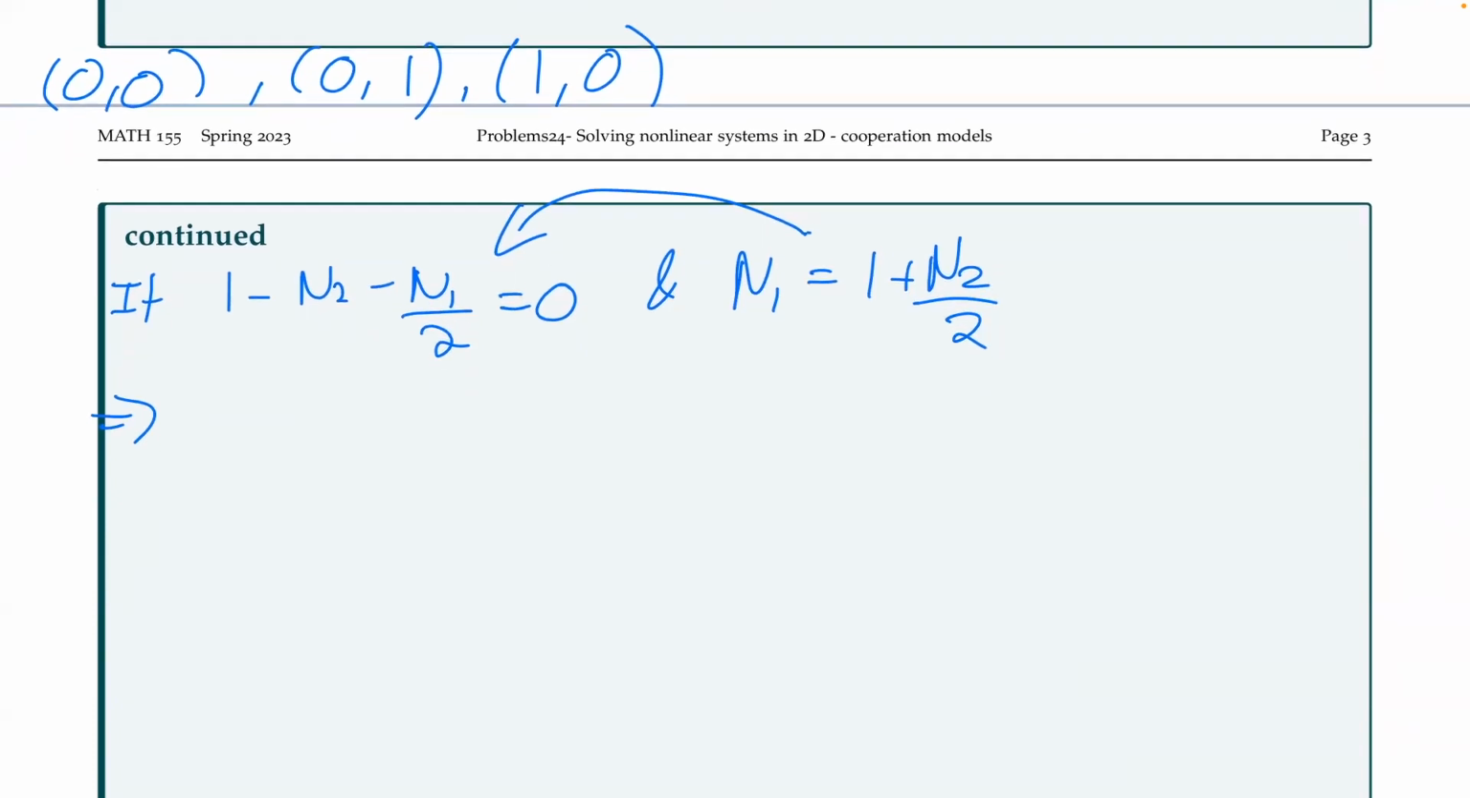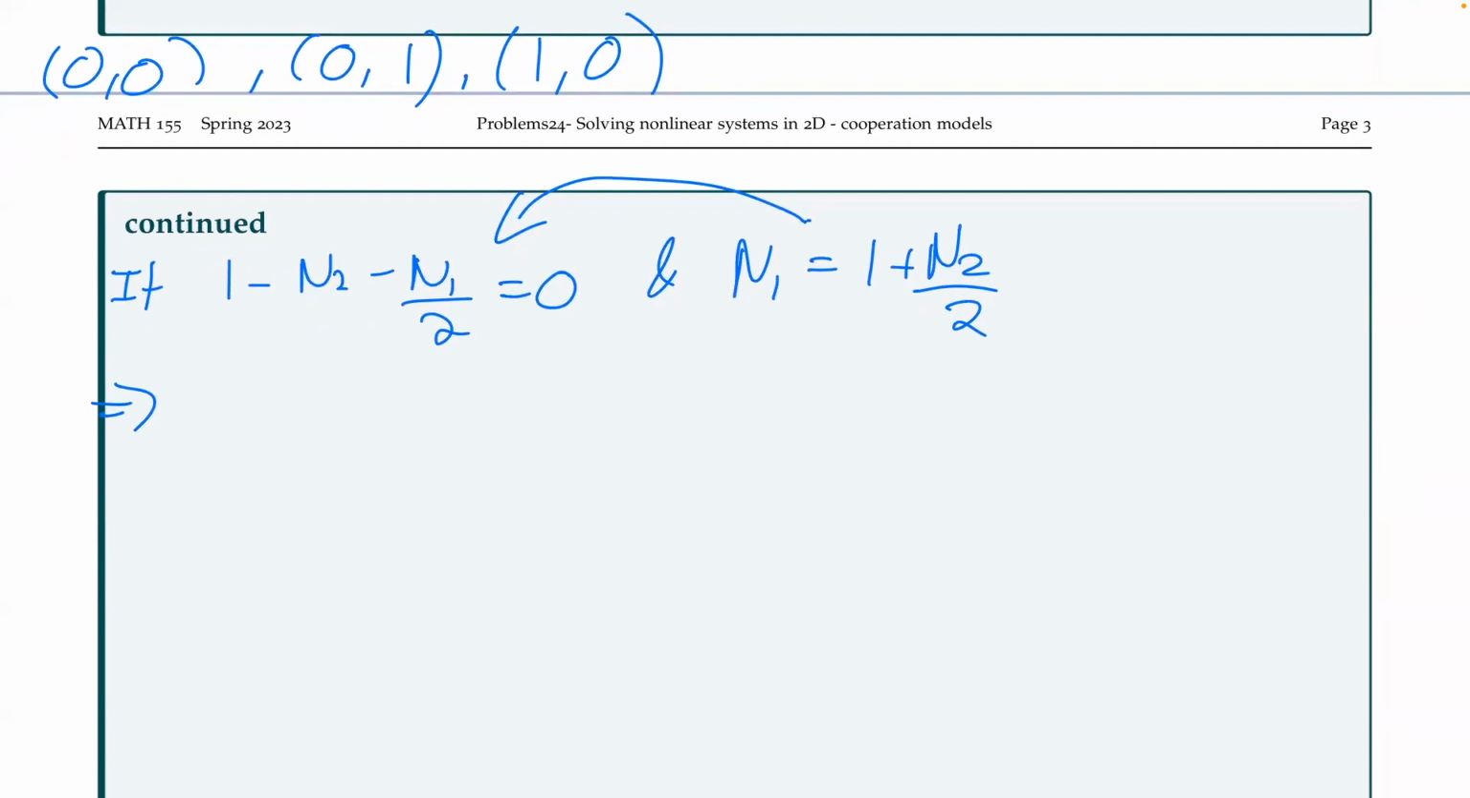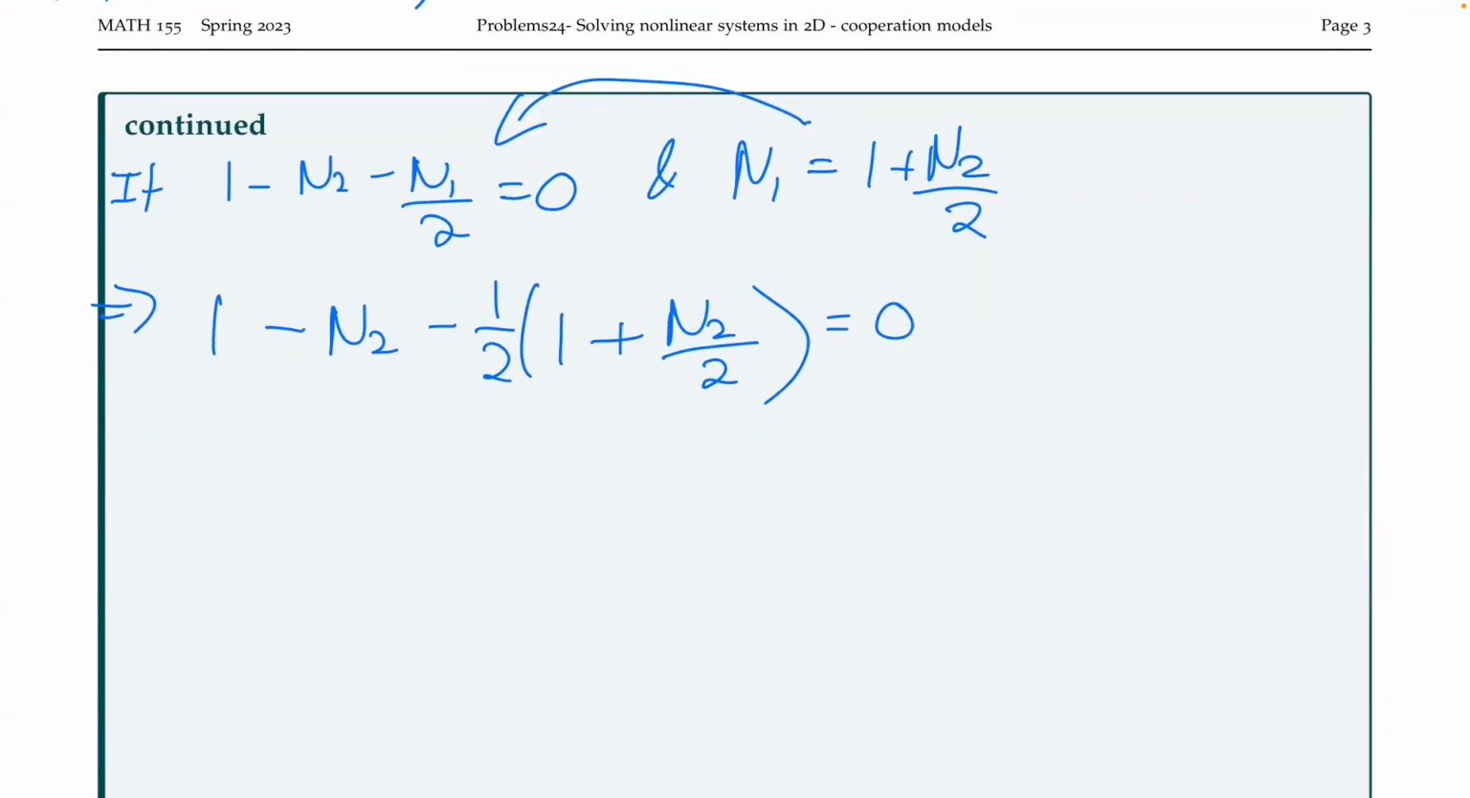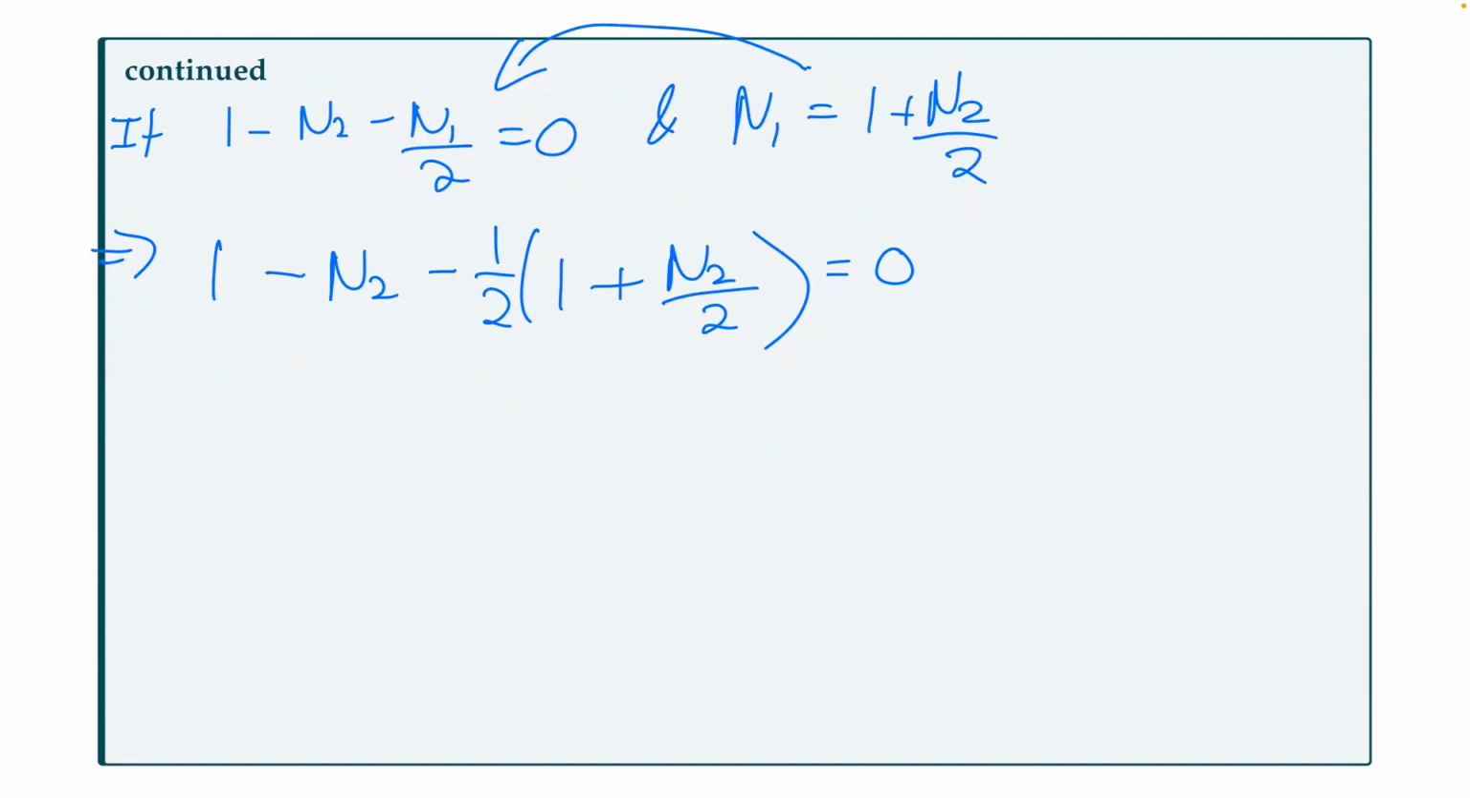We are going to have 1 minus n2 minus n1 over 2. So stick this half out the front. We're going to have 1 plus n2 over 2. That's going to equal 0. Just expand those brackets. 1 minus n2 minus a half minus n2 over 4 is equal to 0.